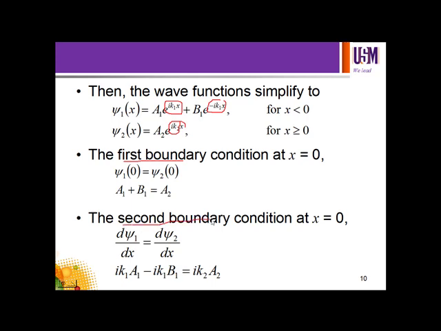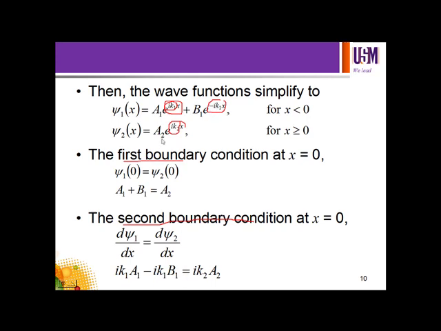The second boundary condition is that the derivatives of psi 1 and psi 2 on both sides of the boundary should be equal. So we have d psi 1 per dx equal to d psi 2 per dx. When you differentiate with respect to x, the coefficient of x in the exponent should be multiplied with the constant A1 here. That means now we have i k1 A1, then minus, because of the negative sign here when you differentiate, i k1 B1.